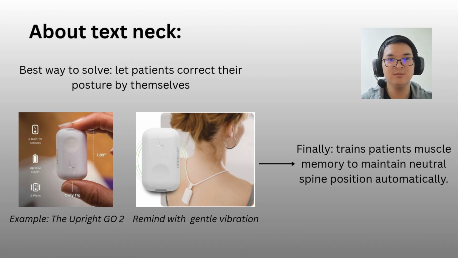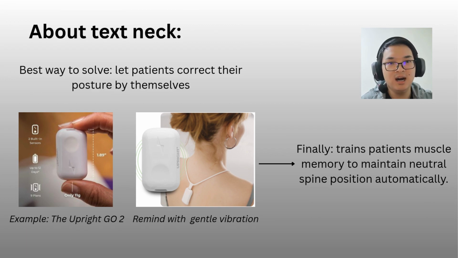First, let's tackle the most demanding condition, text neck. We learned that a 60-degree head tilt puts 27 kilograms of load on the cervical spine, equivalent to carrying an 8-year-old child all day. So the best way to fix it is to let the patient correct their posture by themselves. A lightweight device that tracks the posture and reminds them anytime would work perfectly, letting users fix their posture on their own.